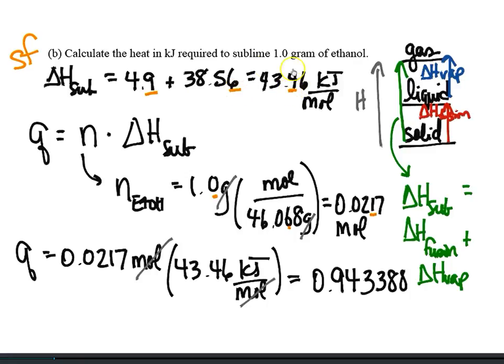So 43.46, this number has 3 sig figs. Step 2 here, when we're calculating moles, 1.0 grams only has 2 sig figs. So that means that our moles only has 2 sig figs. This number has 2 sig figs, this number has 3 sig figs, which means our final answer should only have 2.